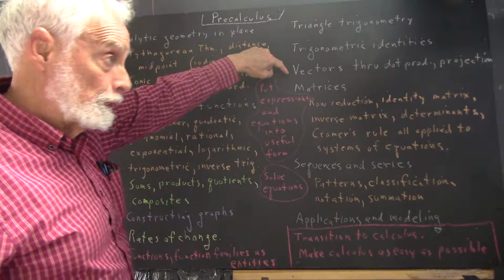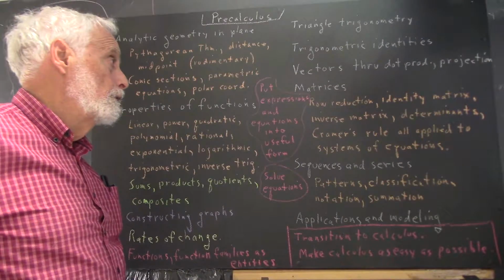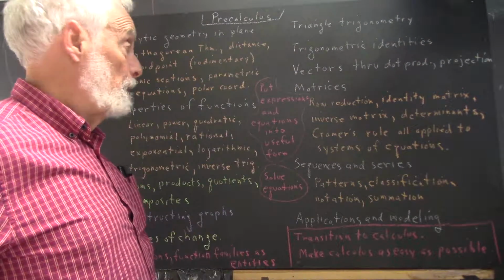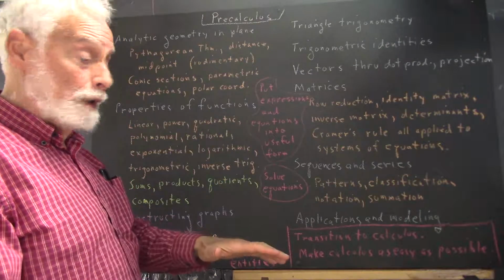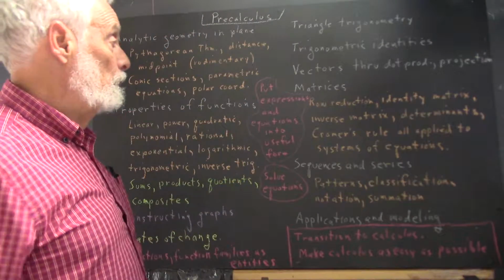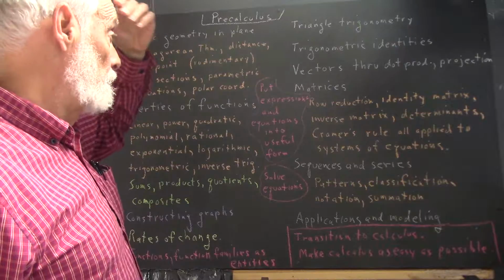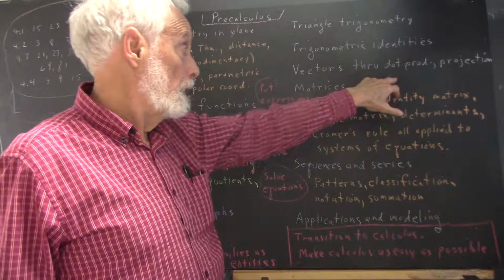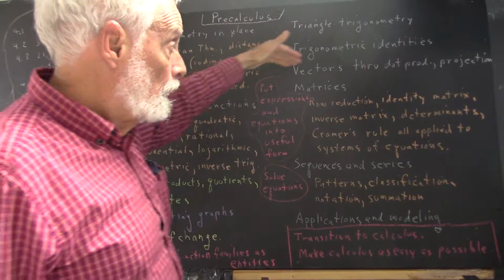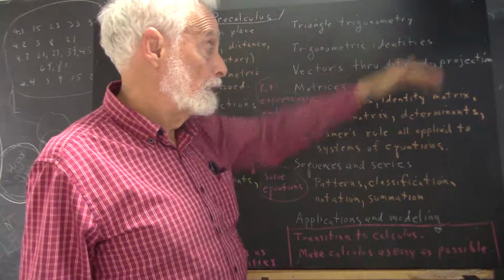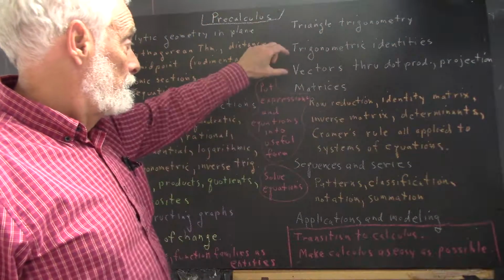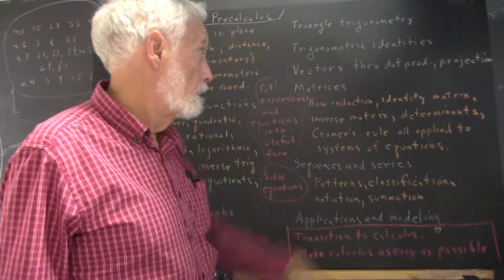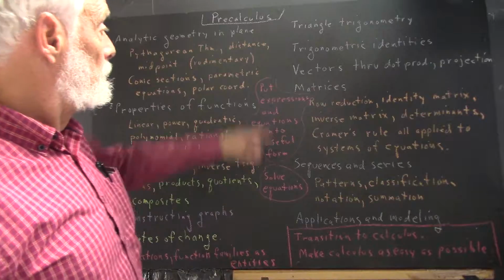Okay, we have vectors. Vectors is another absolutely essential tool for application of mathematics at the lower undergraduate level and moving on to the higher undergraduate level and beyond. So we want to cover vectors through dot products and projections. Now, if we got the trigonometry, this is not particularly difficult to accomplish.